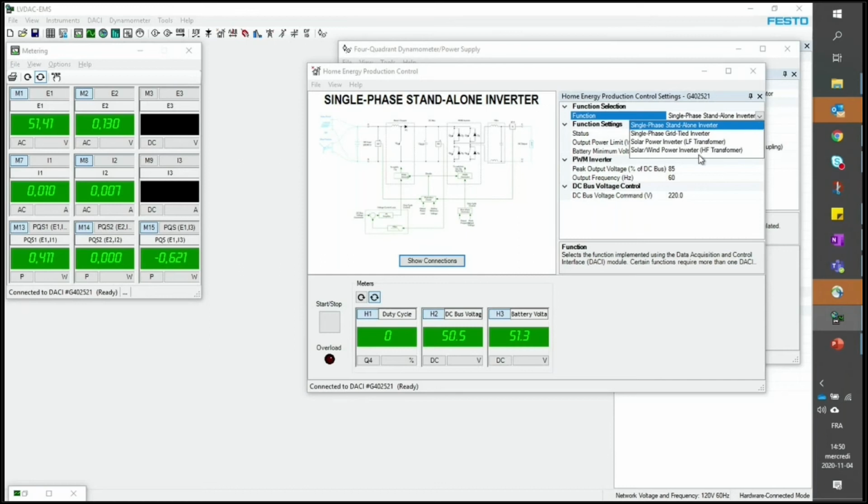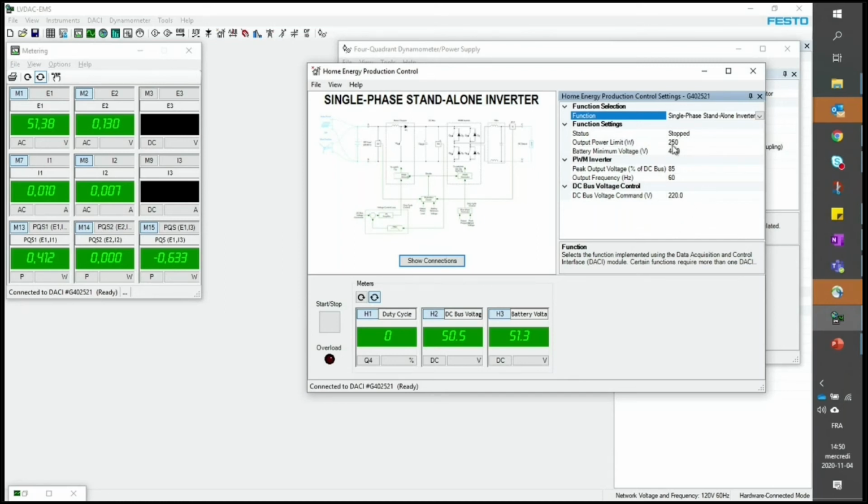But in this case, as you can see, we have the standalone inverter, the grid-tied inverter, the inverter with low frequency transformer, and one with high frequency transformer. So we are using this one here. And for this function, we see the various parameters over which we have control.